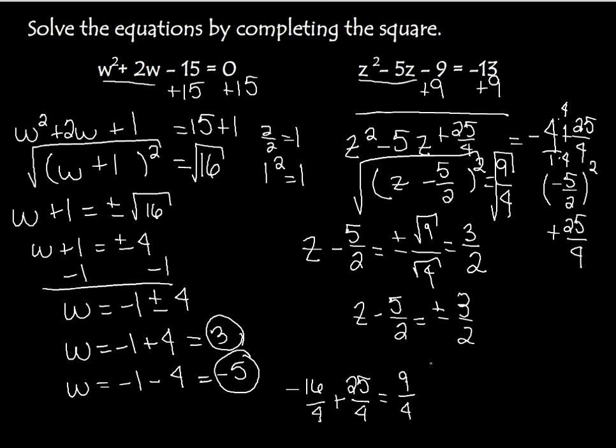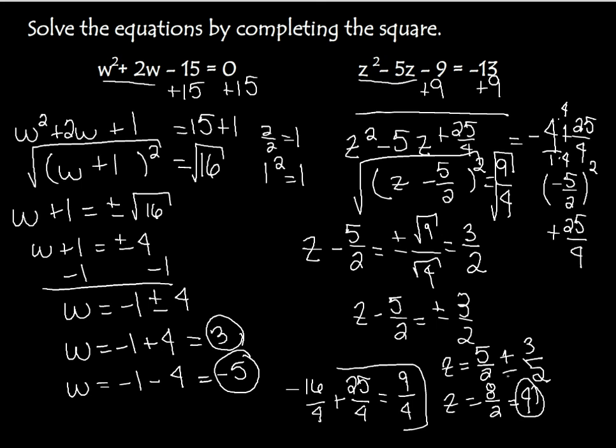Okay. I'm going to add 5 halves to both sides. Oh, I'm running out a little bit of room here. So I'm going to have z equals 5 halves plus or minus 3 halves. Okay. Now I'm going to add them and then subtract them. So 5 halves plus 3 halves is 8 halves, which is 4. That's one of my answers.